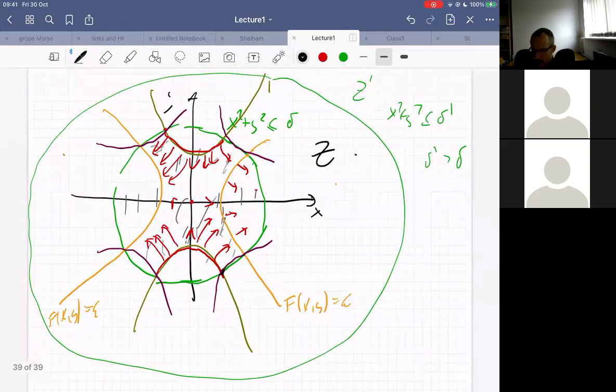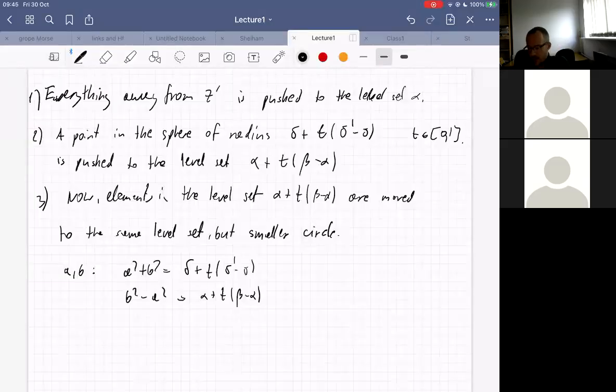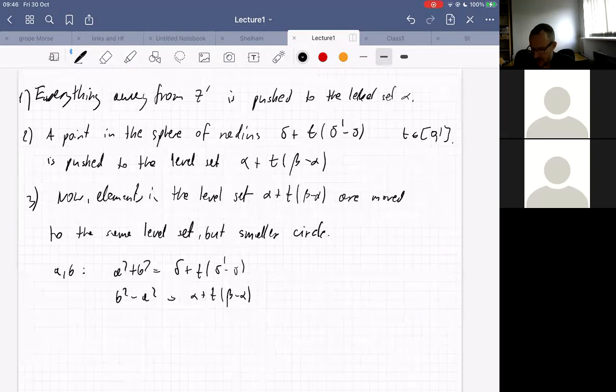Okay, sorry. So everything away from Z prime is pushed to the levels at alpha. A point in the sphere of radius delta plus delta prime minus delta is pushed. So this is like this vertical pushing, and then the elements in the level set are moved to the same level set but a smaller circle. So you have to adjust A and B in such a way that you keep the level set, so you contract everything vertically, just make the smaller circle. I don't want to give a formula. It's like a linear algebra formula. If you need, you can check the details in the literature that I gave.